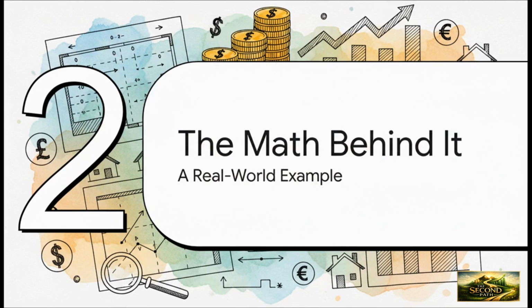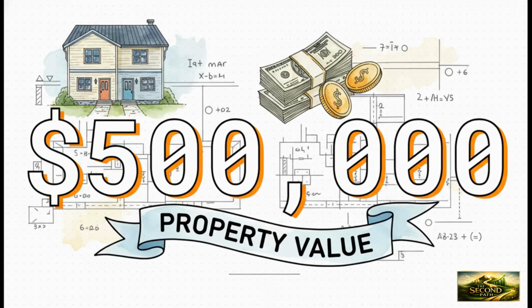All right, theory time is over. Let's roll up our sleeves and actually run the numbers on a real-world example. We'll go step by step, you'll see exactly how it's done, and it'll all click into place. So let's say we're looking at a duplex, and the seller is asking for $500,000. That $500,000 number, that's our property value.